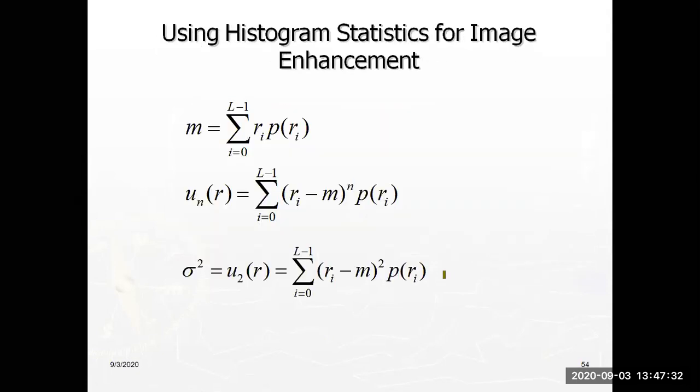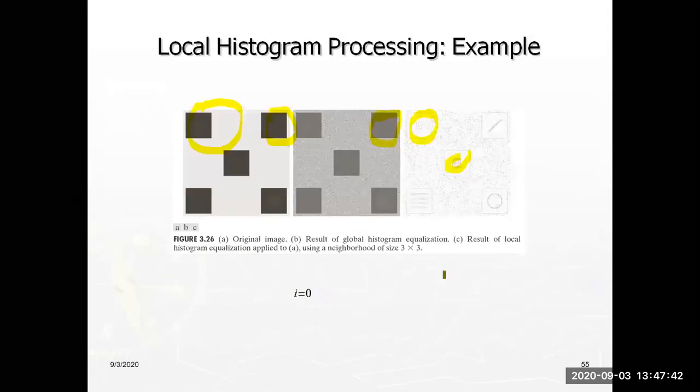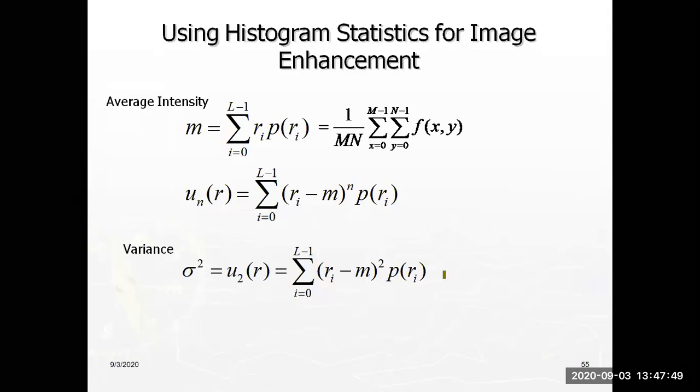After this local histogram process, we need some image statistics. Image statistics are very easy: mean and variance. Mean means average intensity, and the formula will be like this.